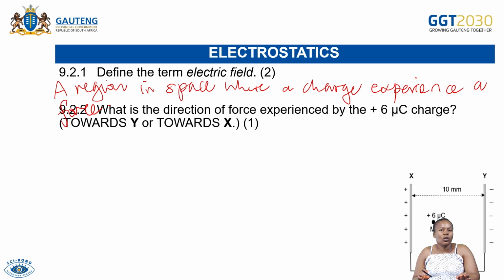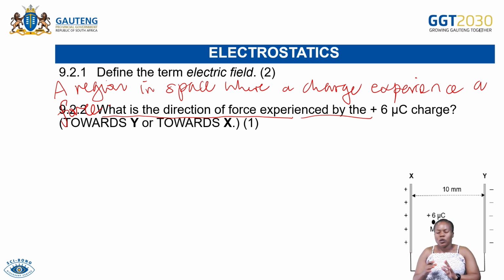Okay, and then we look at the following question. What is the direction of the force experienced by the positive 6 microcoulomb charge? Is it going to be towards Y or towards X? This needs us to remember the direction of the electric field in the parallel plates, because these are parallel plates. So I have a positive plate and then a negative plate on one end.